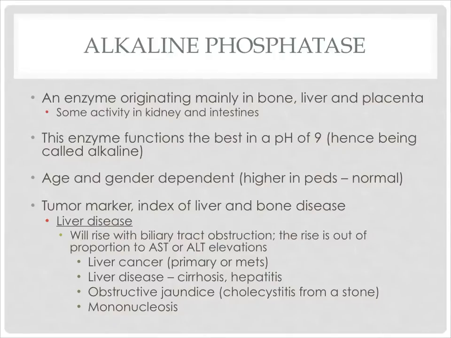Now, with regards to liver disease, you will see a rise in your ALP with biliary tract obstruction, okay? And with this, the rise will be out of proportion when you compare it to the AST or ALT elevations. In addition, you'll see this with liver cancer, liver disease, obstructive jaundice, from like a stone with cholecystitis, which takes us really back to this point here. And you can also see it with infectious mononucleosis.